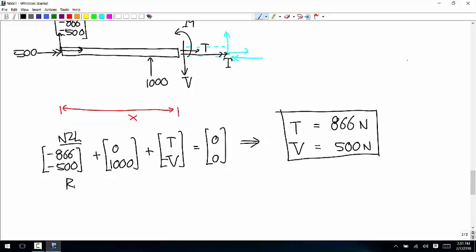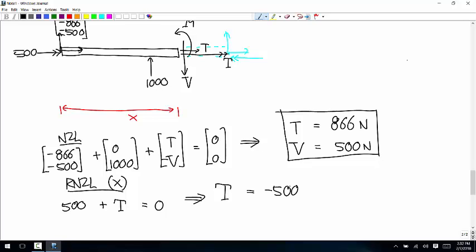And now we'll do the moment equation about the x-axis. Positive 500 plus torque is equal to 0. So the internal torque is equal to negative 500 for every x value in between 1 and 2.